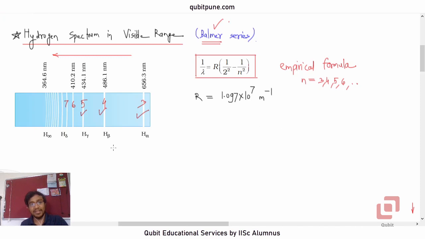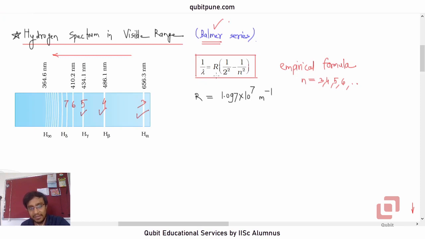Correct? The first line, or the line with the largest wavelength, is always called the alpha line. So this was the Balmer series, and he said, okay, the spectrum of hydrogen consists of these lines whose wavelengths are given by this. And please note, here we have 1 upon lambda on LHS.